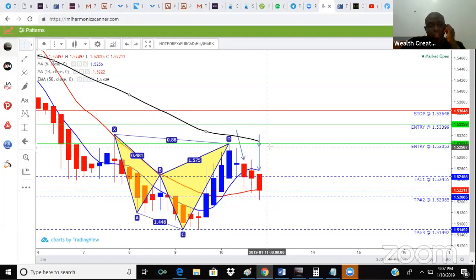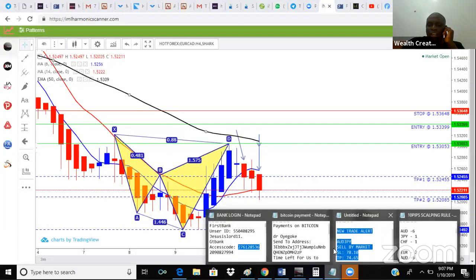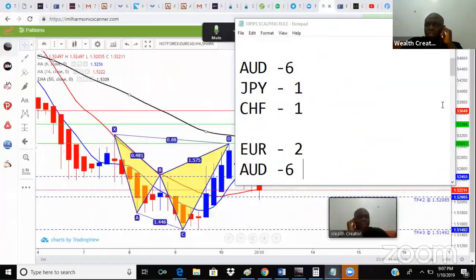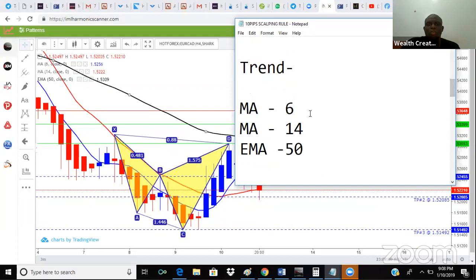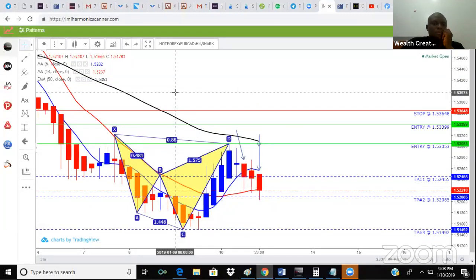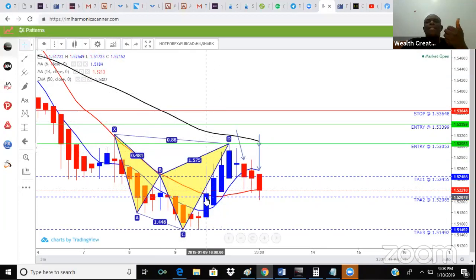Okay, guys, let's move further. Why am I putting in moving average, guys? I am putting in moving average because I want to work with the trend. So the settings are 6, 14, 50. I want to work with the trend. Number 2, now that I've put in momentum, which is the Heikin Ashi candle, I've also put in my trend. The next thing I want to bring on is called money flow.